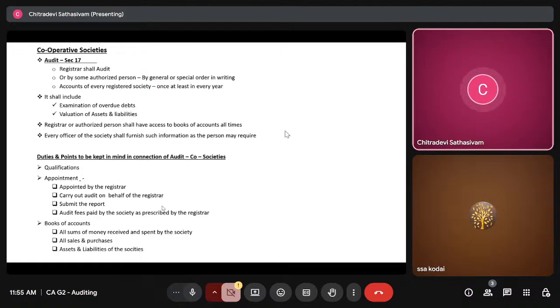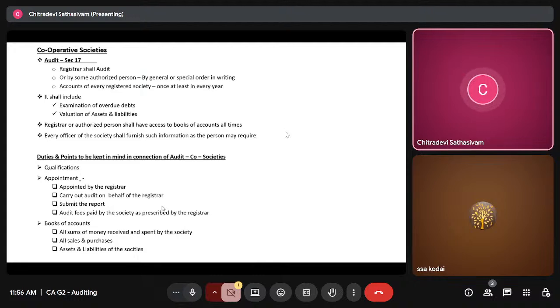Because the society always functions for the better benefit of the public only. Sometimes either the registrar or the authorized person will nominate some person to access the books of accounts at all times. Every officer of that society, meaning the person who is working for the society, will be required to furnish such information as the person may require. It is their duty to furnish the information to the registrar or the concerned authorized person. So this is the high-level background.